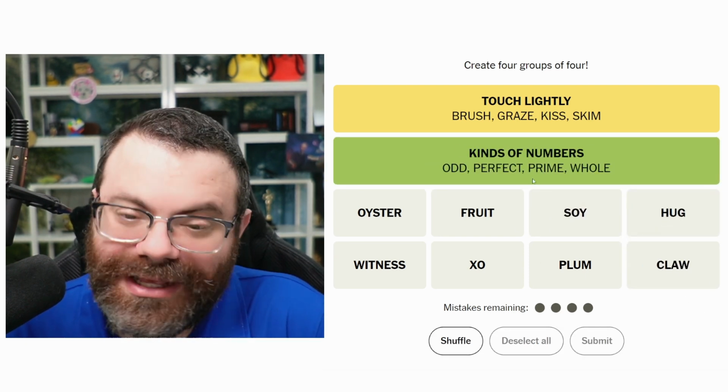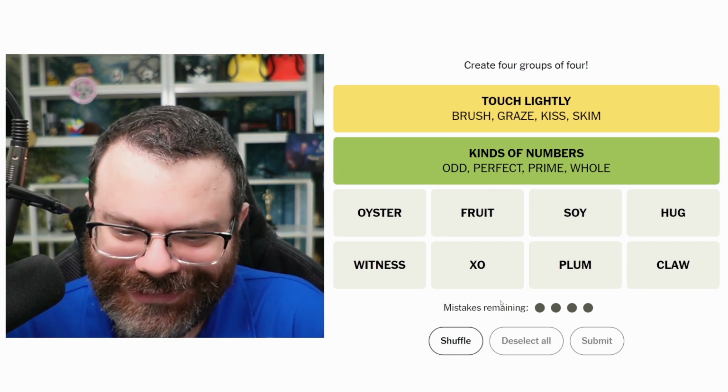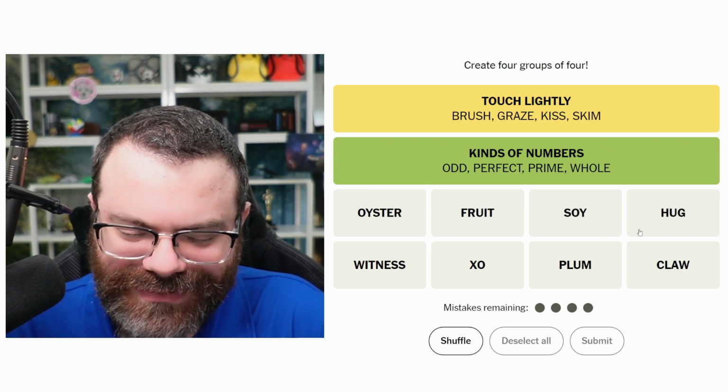Kinds of numbers. All right, that was the green. Uh-oh. Okay, we're getting there, though. I just have to split these in half.